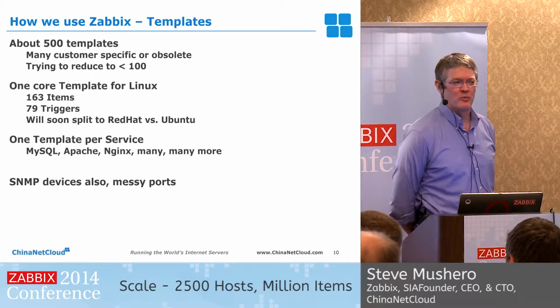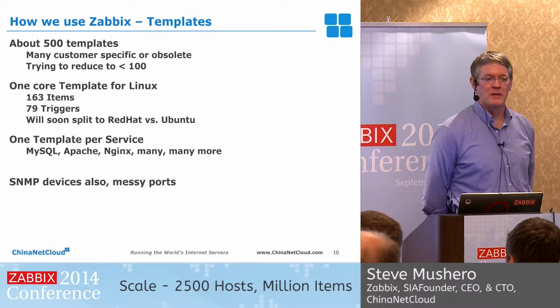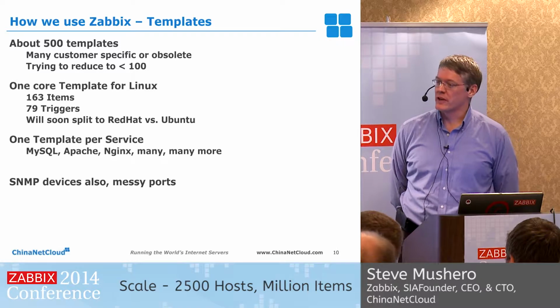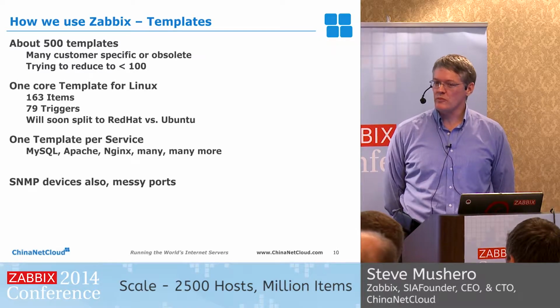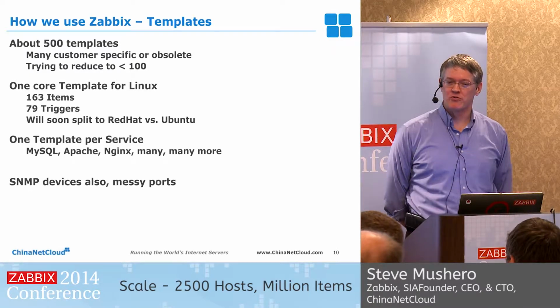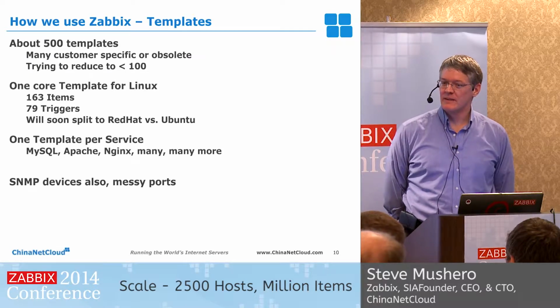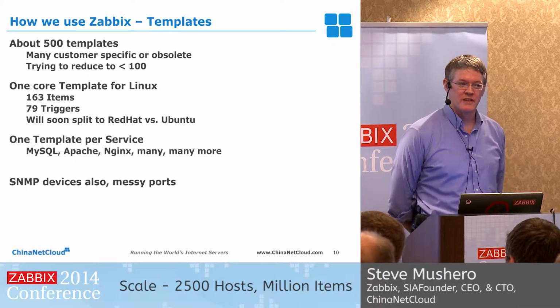I think this is an interesting open question for us in our dynamic environment. Right now, Red Hat, Ubuntu, and other things are all in one template. We're probably going to split them. But this creates risk because then it's very easy to forget them, and as you upgrade servers and change things, it's easy to lose things.